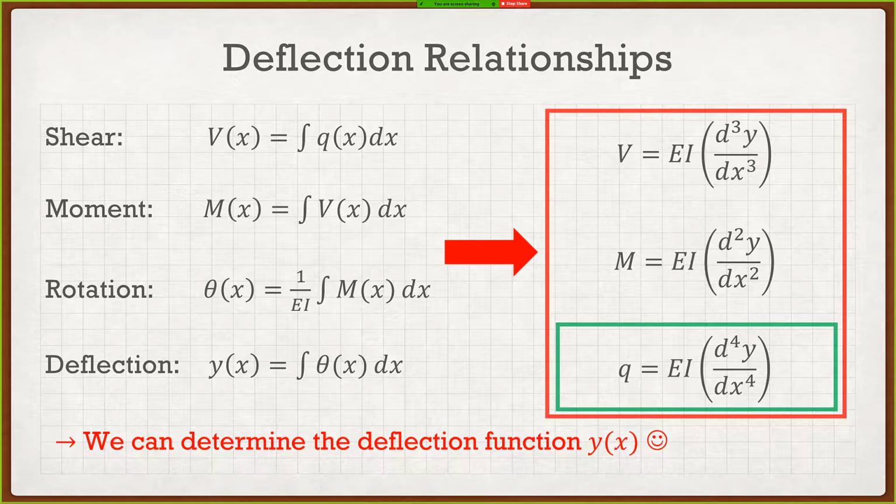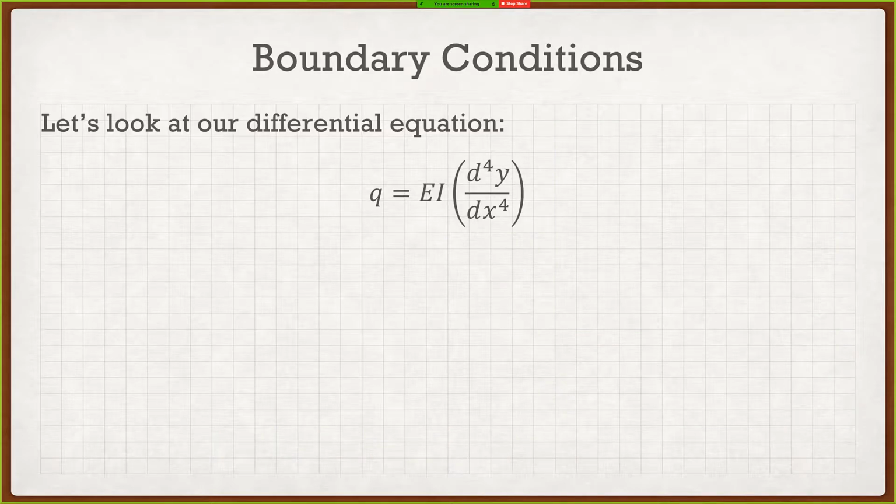That's no problem. And then the fourth derivative of that deflection function, we don't know, but it is our only unknown in this equation. So therefore, we can solve for that deflection function, which is great because once we know that deflection function, Y, we can use the two relationships above to quickly find both the shear and the moment function. So this is going to be part A. Let's take a look at trying to solve that differential equation. As I said, the equation that we're going to be using for part A is Q is equal to EI multiplied by the fourth derivative of that deflection function.